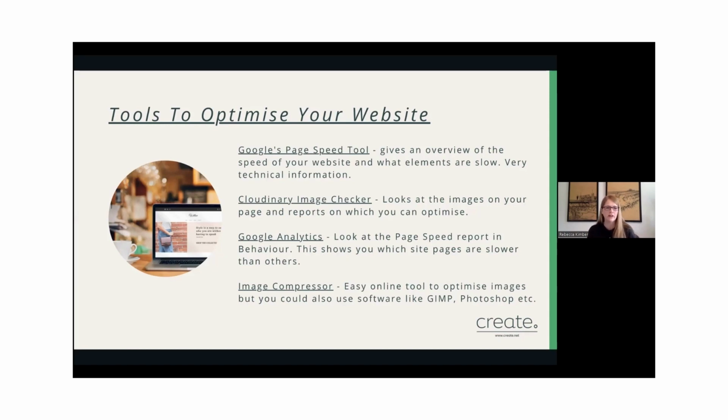The other thing to look at is Google Analytics. Google Analytics has a really good report which shows you which pages of your site are slower than others. And it's in your behavior section. It puts them in a list for you, and it will show you which pages are much slower than your other pages so that you can work on those ones first.